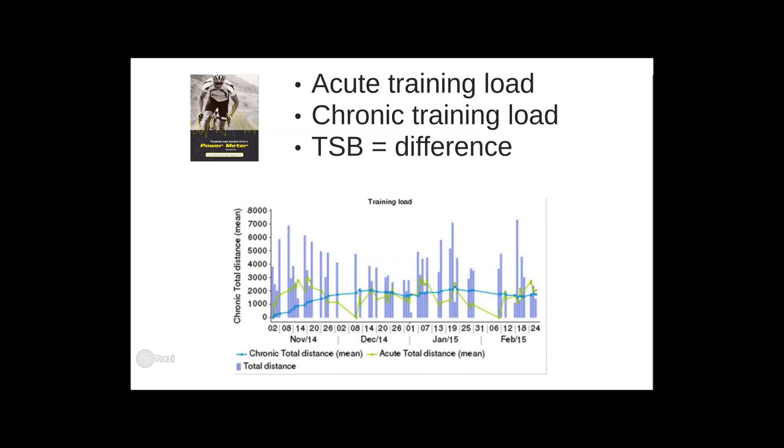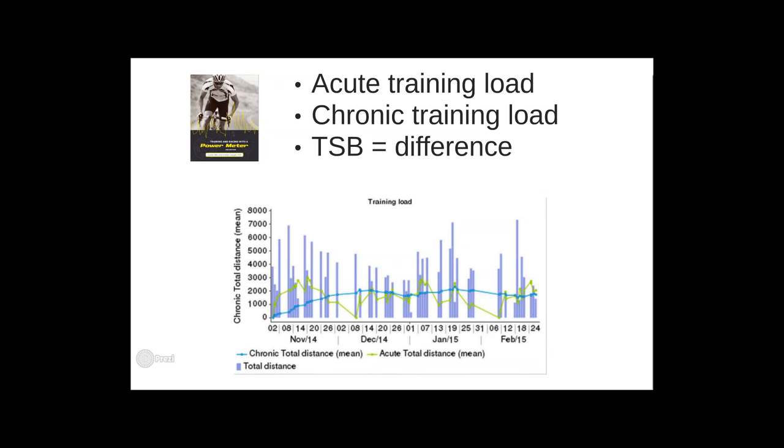Training stress balance is nothing fancy. It's basically two rolling averages. One is called the chronic rolling average, which lasts from 3 to 6 weeks and gives us the idea of the baseline, basically saying this is the training load that the athlete is used to. Following this chronic training load might tell us if you're slowly increasing the training load or if the training load is decreasing.